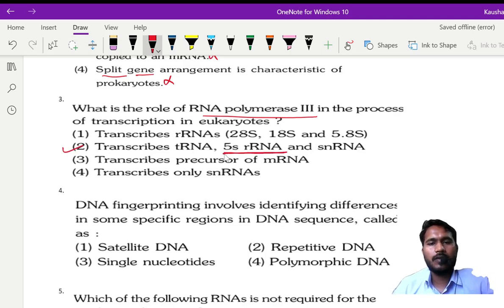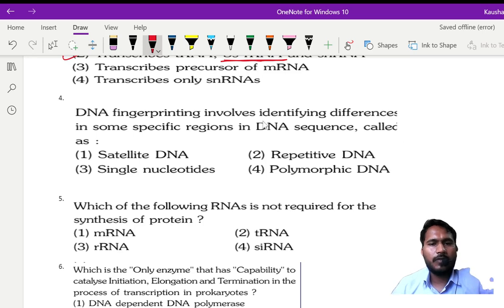They can ask what 5S RNA is produced by: RNA polymerase 1, 2, or 3. So this is the only rRNA which is synthesized by transcription by RNA polymerase 3. Now, an important thing is that tRNA and rRNA are called long non-coding RNA. It's not going to code anything, but the coding RNA is mRNA.